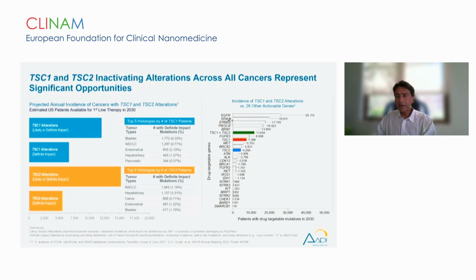On the right side, as a comparison, is the analysis of the same set of genes, but looking at all the other mutations that are targetable and that have drugs approved for them, or could have drugs approved for them. And if you look at TSC1 and TSC2 together in the green bar, you see that the numbers compare very well. It's in the top 6 of all mutations in this setting of targetable mutation. So this is a healthy number of patients every year that get these and have these mutations.